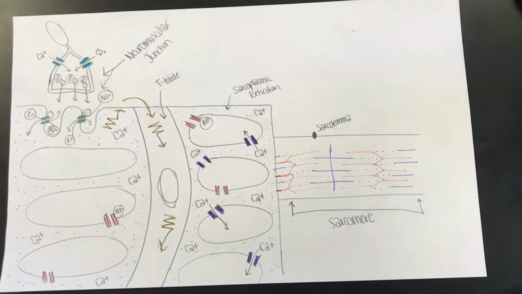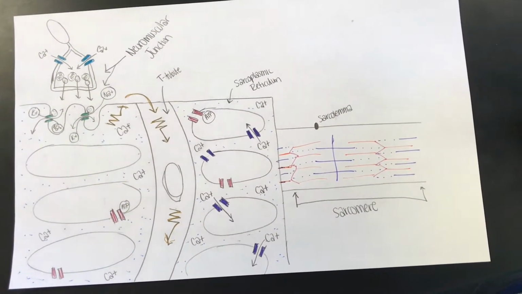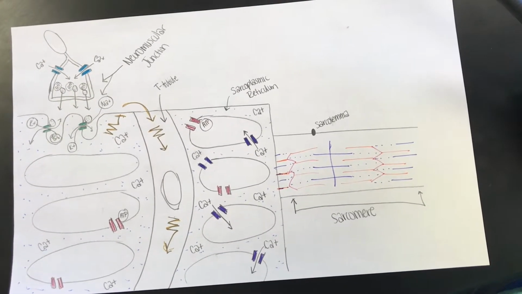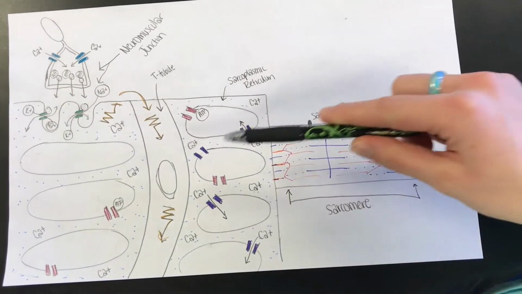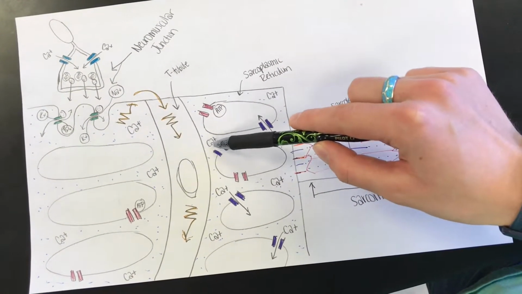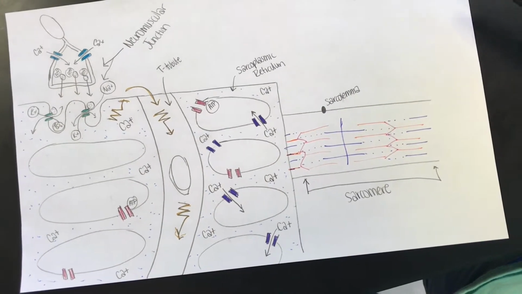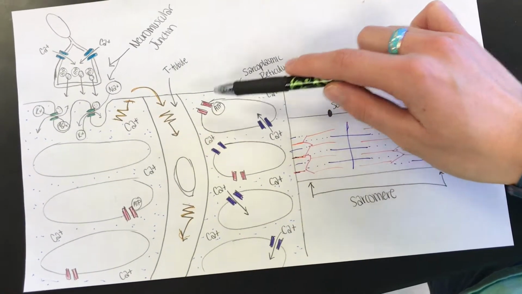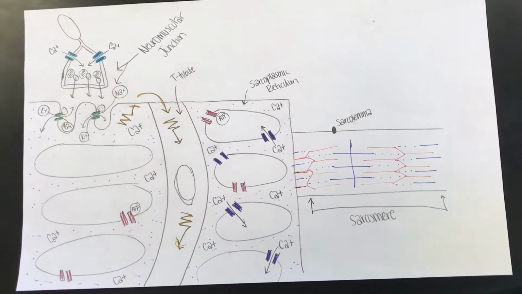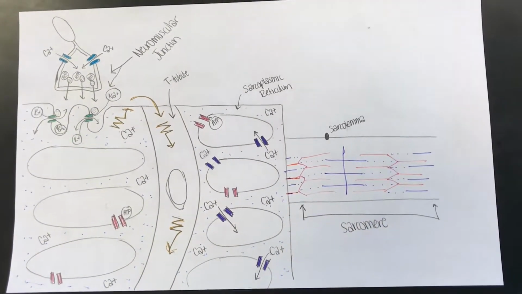Okay, during relaxation, acetylcholine is no longer released and is broken down by enzymes. The calcium is reabsorbed using active transport by the protein pumps in the sarcoplasmic reticulum, and calcium is removed by the troponin complex. So the tropomyosin covers the active sites on actin, and the contraction then stops.